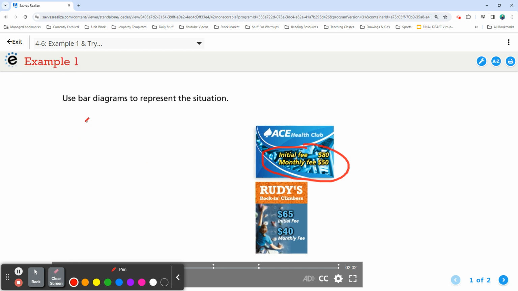We have a $50 per month fee. So $50 times every month, and we have an $80 initiation fee, right? Our joining fee.